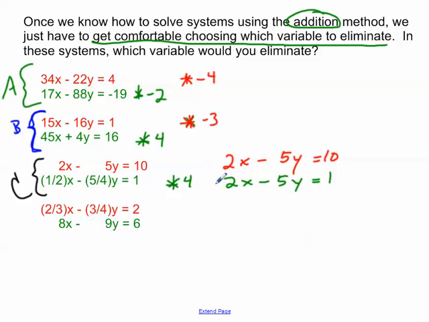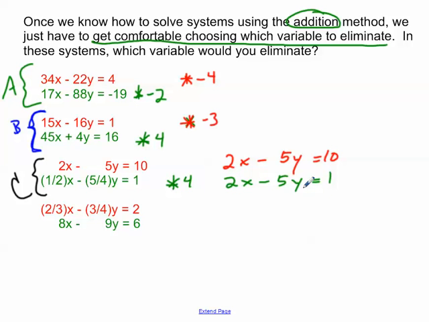This is a good example that we need to look at. Now what can we do? Let's see, we've got 2x, and 5y, and negative 5y. Well, you know what? Let's choose to attack the x's. Just multiply by negative 1.